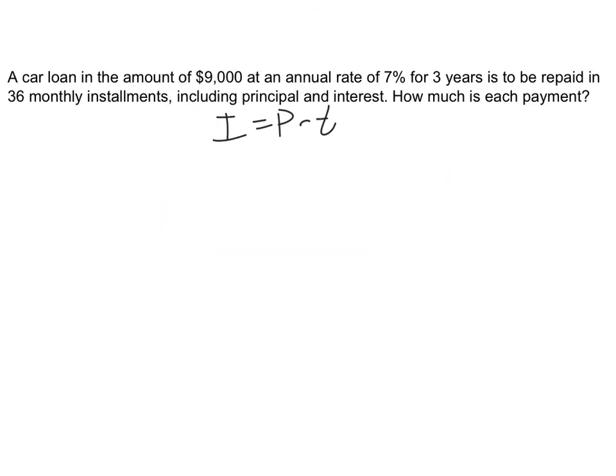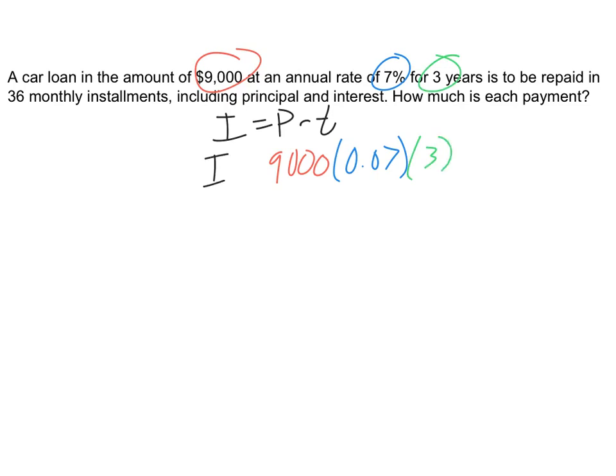So now we're going to add a little bit onto it. Now we've got a car loan for the amount of $9,000. Okay, so we're still going to start out with that $9,000. 7% interest for 3 years. Okay, we still need to use that to figure out our interest. So 9,000 times 0.07 times 3. We get that the interest is $1,890.